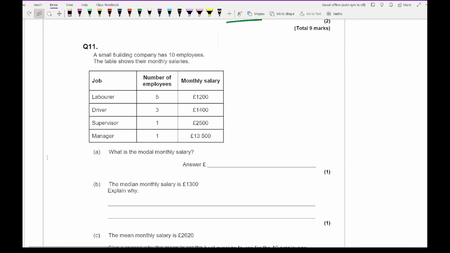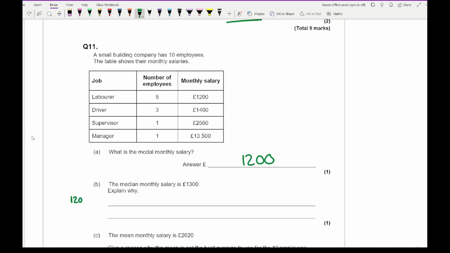Moving on to question 11, it says that a small building company has 10 employees. The table shows their monthly salaries, and the first part says, what is the modal monthly salary? So here we're going for which one is the most popular. Well, it's going to be the labourer, which is £1,200. Then it says the median monthly salary is £1,300. Explain why. So here, if we explain it by writing down all the numbers.